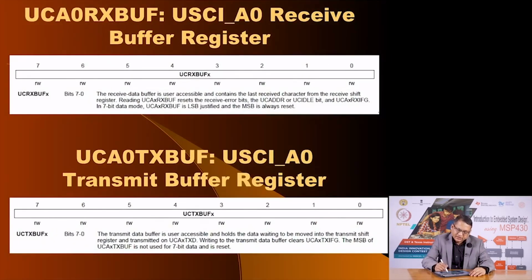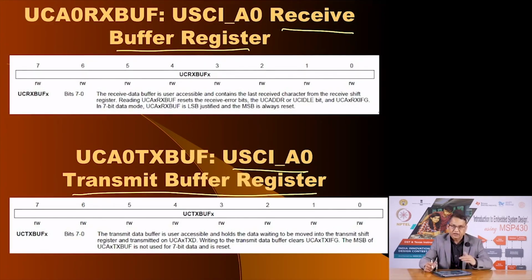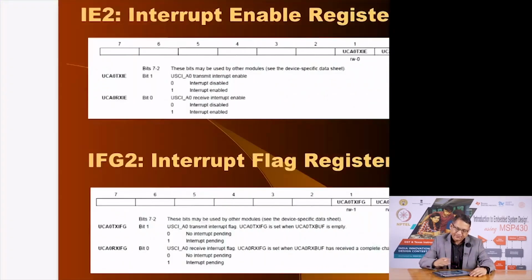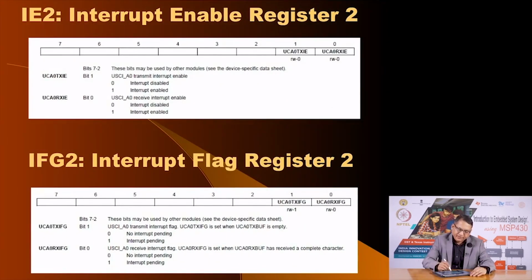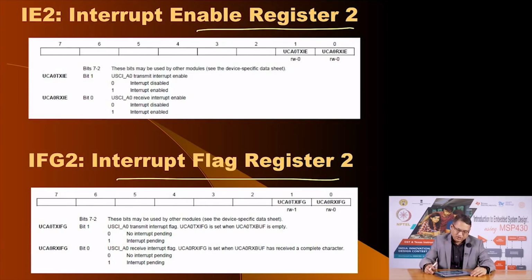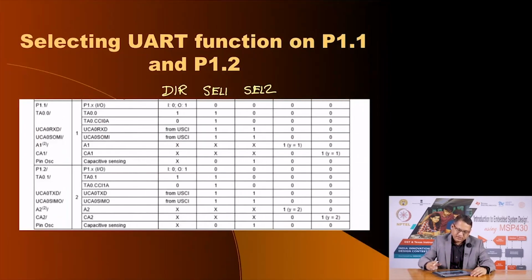Then these are the receive buffer and the transmit buffer registers, so that you can receive and transmit data. These are the two registers in which you are going to write data for transmission, and you are going to read that register whenever serial data is received. You have the interrupt enable register 2 and interrupt flag register 2. You can disable or enable those interrupts through these registers.